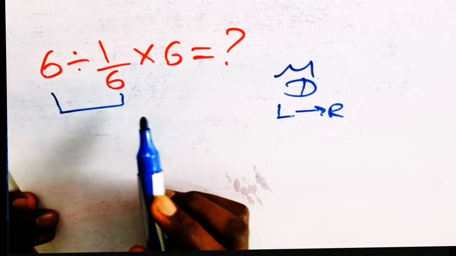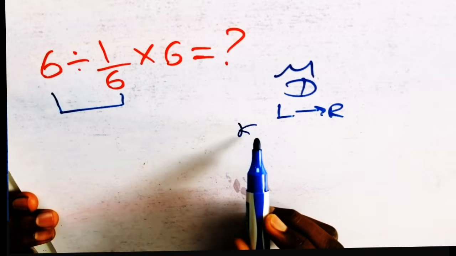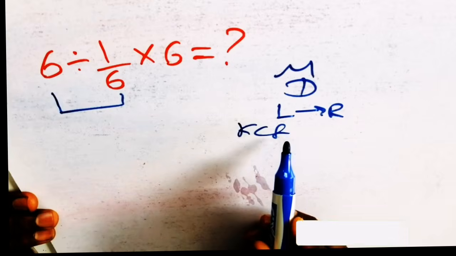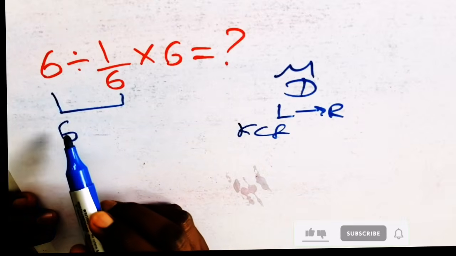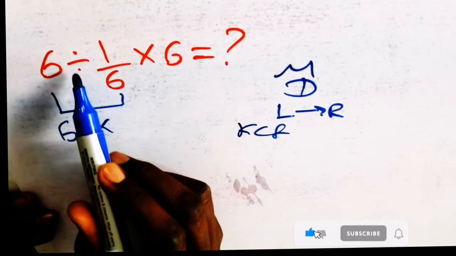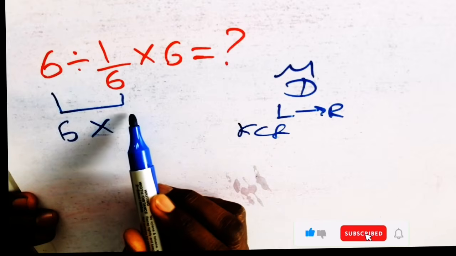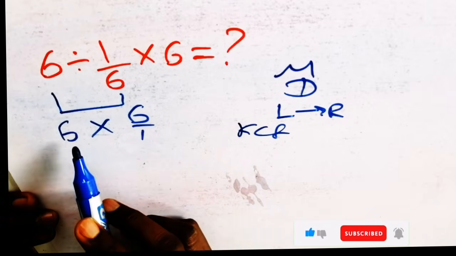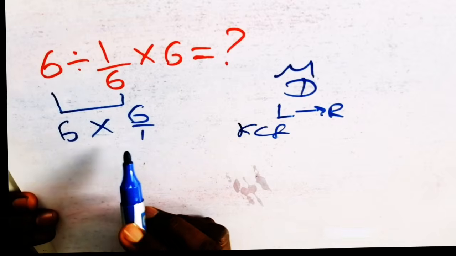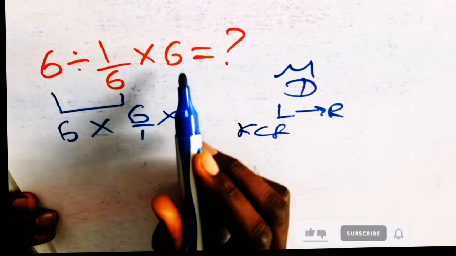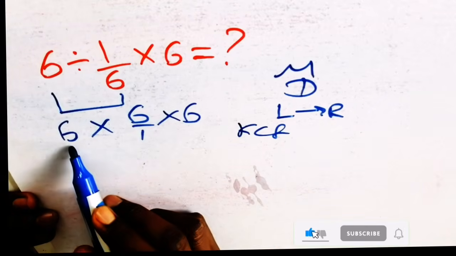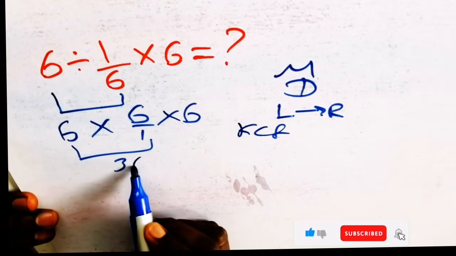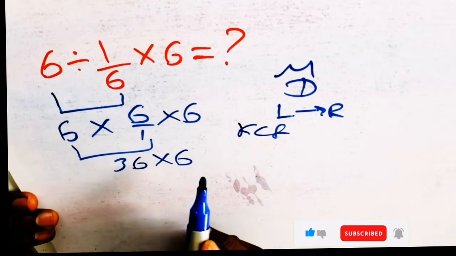6 divided by 1 over 6. According to the KCF rule, K stands for keep, C stands for change, and F stands for flip. We have to keep the first number here, change this division into multiplication, and flip the second number, okay? 6 over 1. So 6 times 6 over 1, then times here 6, okay? 6 times 6, which equals 36, then times 6.